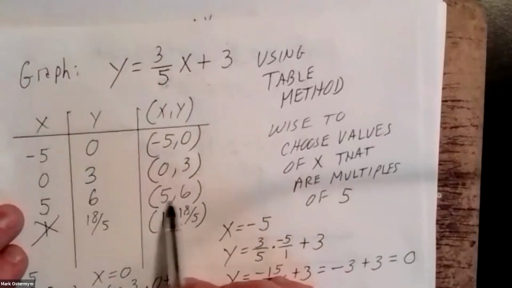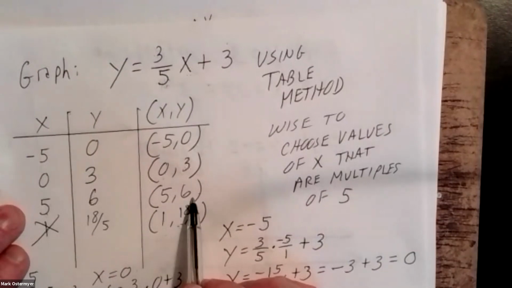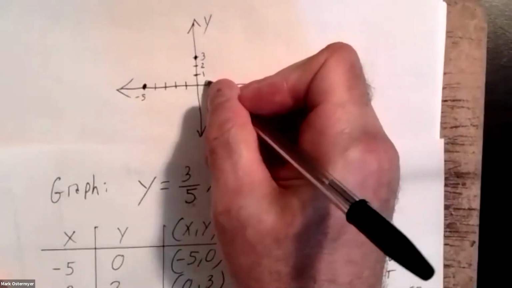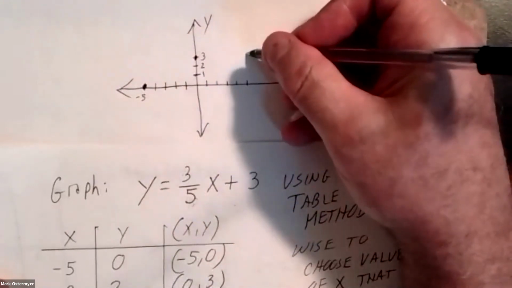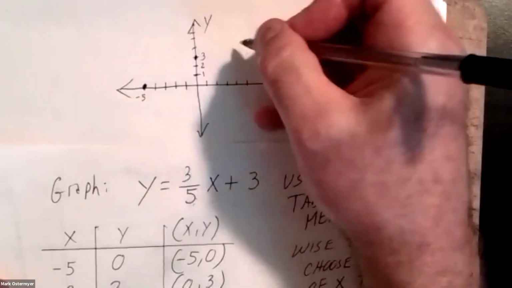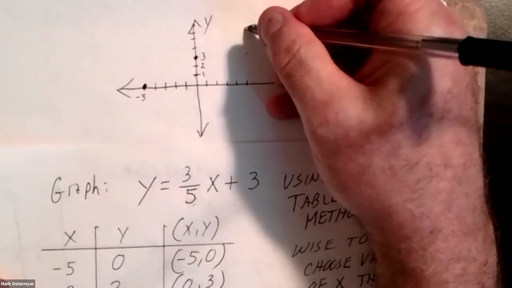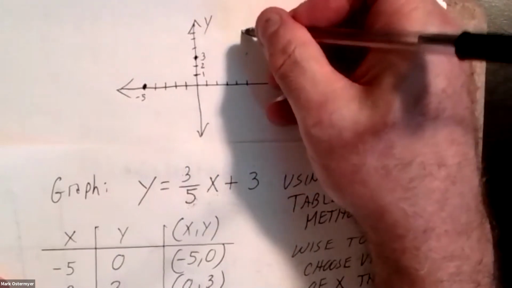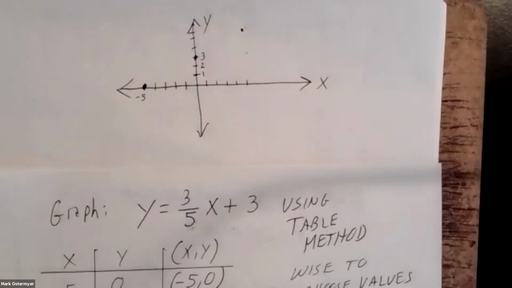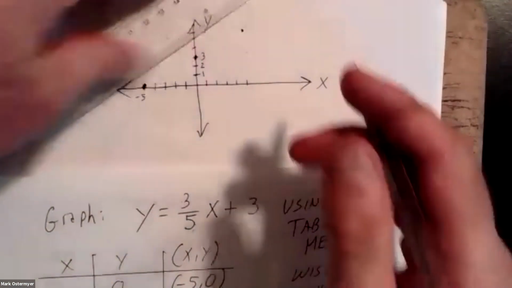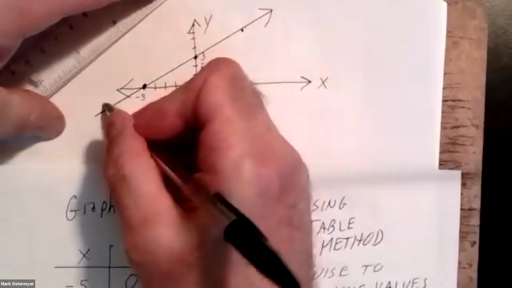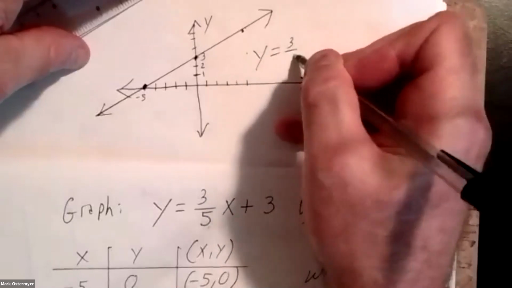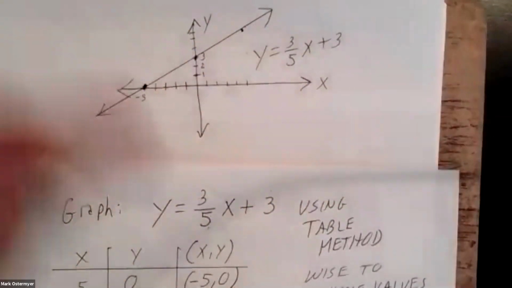Finally, to plot the point 5, 6, we start at the origin, we move 5 to the right on the x-axis, and then up 6 units in the positive y direction. So 5 to the right, 1, 2, 3, 4, 5, and now up 6. 1, 2, 3, 4, 5, 6. Up there. Does it appear that those points lie on a line? It does look that way. Take a ruler, put a line through those points, ladies and gentlemen, and you have the graph of that linear equation. That is the graph of y equals 3/5 x plus 3, and we're done.